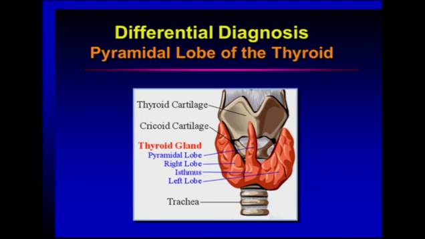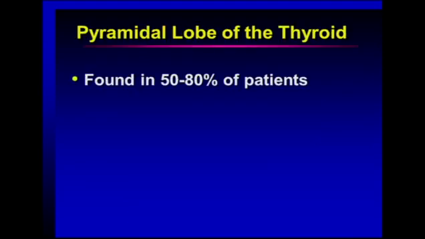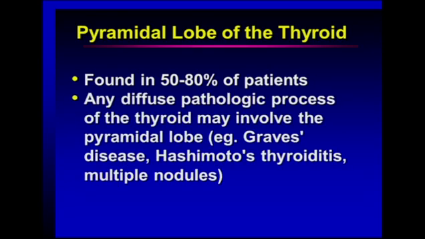And this, surprisingly, is not uncommon. Pyramidal lobes are found in about 50 to 80% of patients. Sometimes they're very small, but other times can be quite long. And the importance is that any diffuse pathologic process of the thyroid can also involve the pyramidal lobe, such as Graves' disease, Hashimoto's, or multiple thyroid nodules.